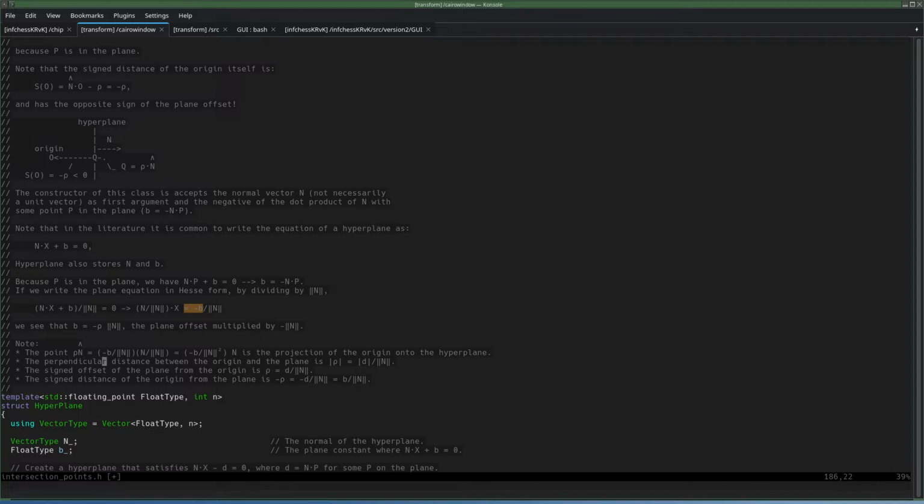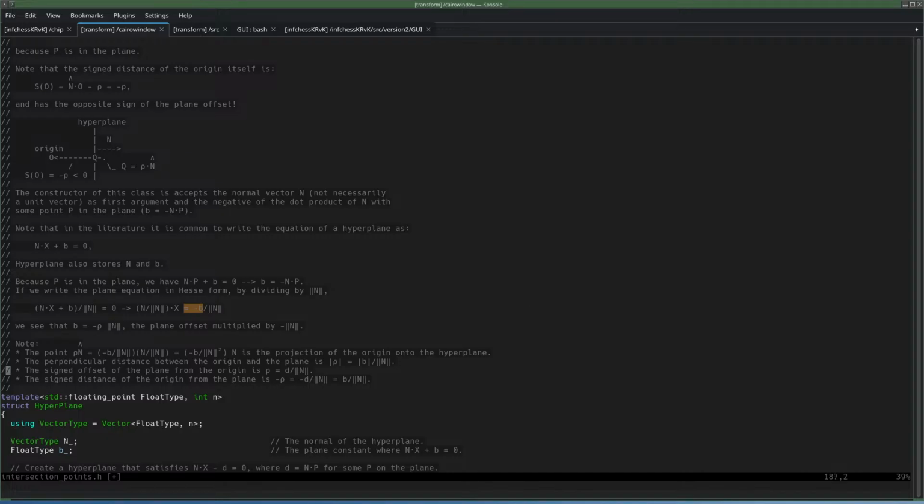The perpendicular distance between the origin and the plane is the absolute value of rho, which is the absolute value of b, divided by the norm of n, which of course follows immediately from this.